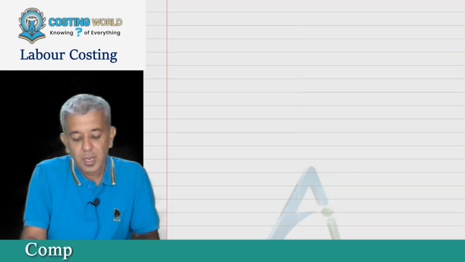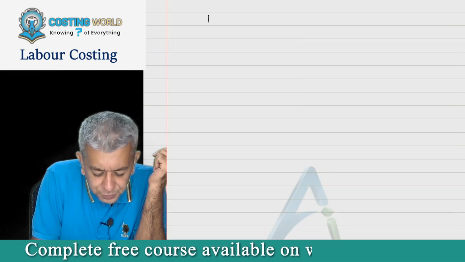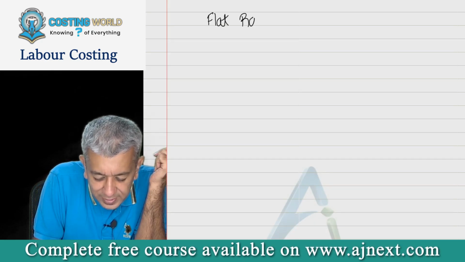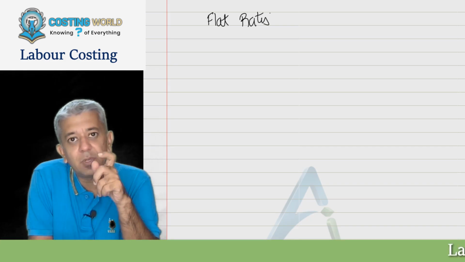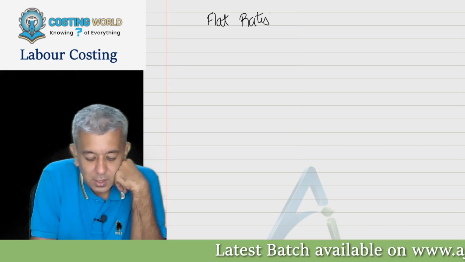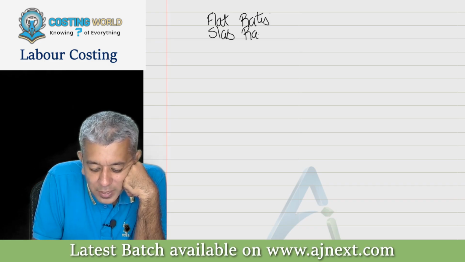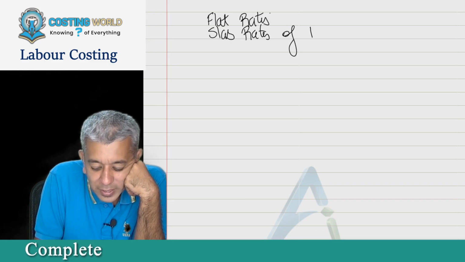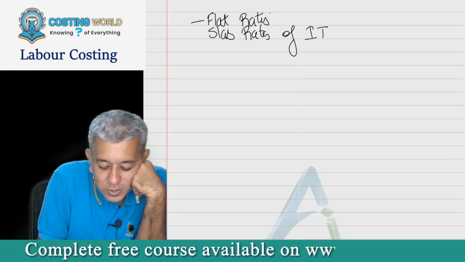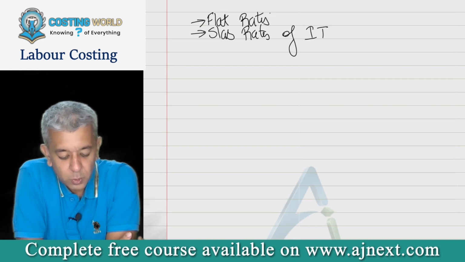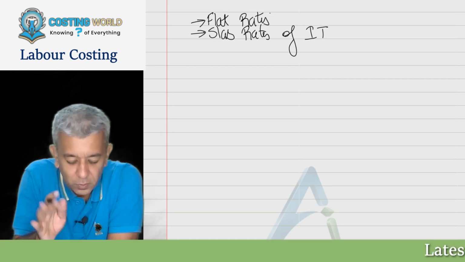See, in labor costing, there are things called flat rates, and there is something called a sliding scale. Now, sliding scale is similar to slab rates of income tax. Now, how do flat rates work? How do slab rates work? I'll give you a small example of what happens.